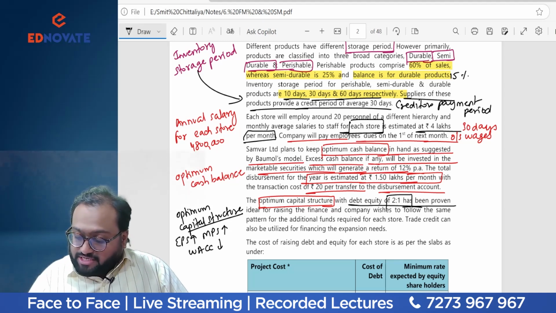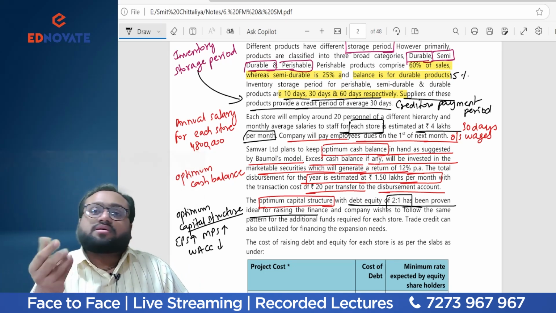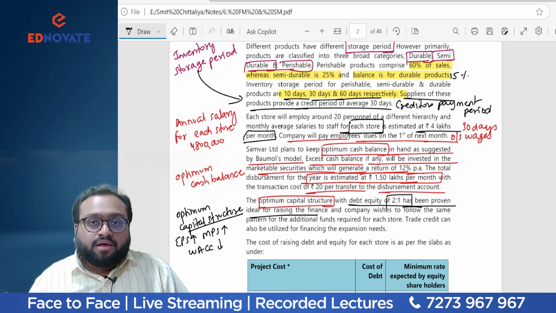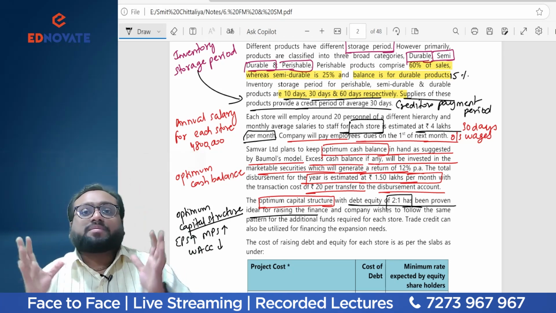Nice. It has been proven ideal for raising the funds. Now why would it be ideal? Because either the EPS or the MPS would be maximum, or the WACC or KO will be minimum. Because either the cost can be low or the market price can be high. And that will be the optimum capital structure.